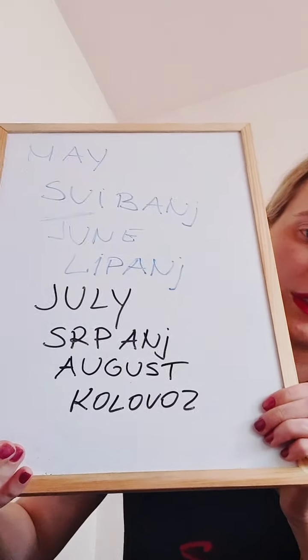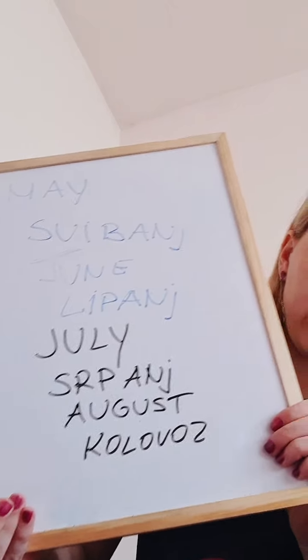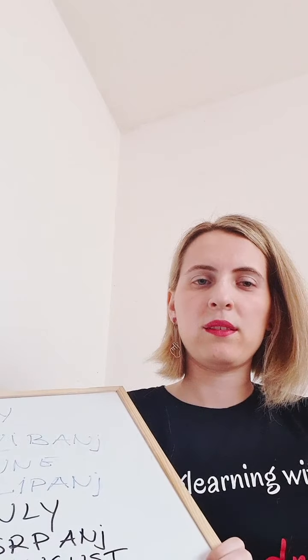So in which month are you born? I'm born in August, and August is Kolovoz. Kolovoz. Okay, August is Kolovoz. I won't try to teach you how to remember this, but I am born in Kolovoz.